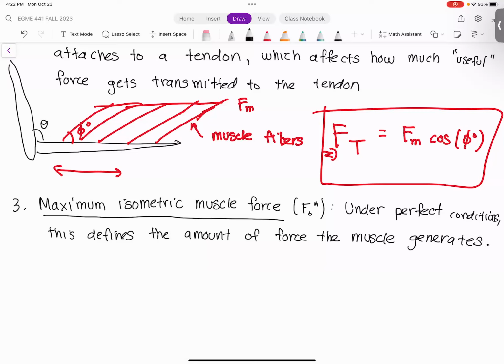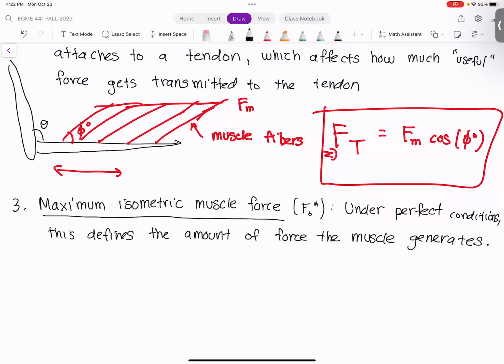you can think of it like the absolute max amount of force that the muscle can generate. And so just based on the name, you can see that it happens in isometric contraction, so when there's 0 velocity, and it's going to occur at the perfect optimal length and so on and so forth. Okay.